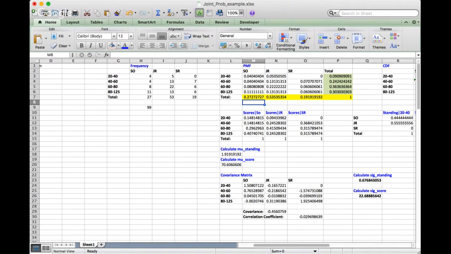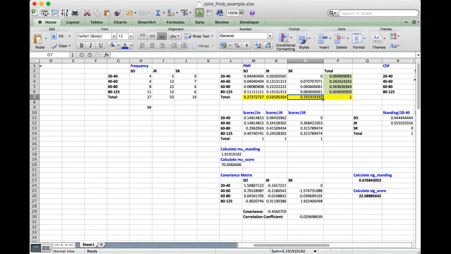So about 27.3% of the students who took the exam were sophomores. Do the same thing for the juniors. I sum up over all of the probabilities for scores here for juniors, and I get about 54% were juniors. When I do that for seniors, I get about 19% were seniors. So in this case, the marginal distribution for standing is just telling us what percentage of students who took the exam were sophomores, juniors, and seniors.